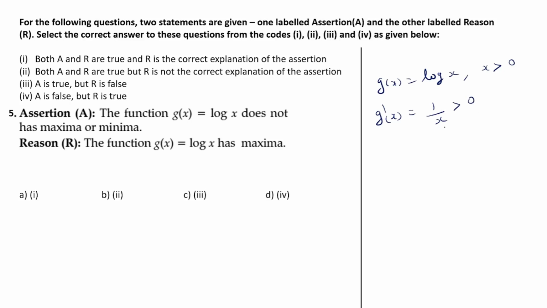This is more than 0. Now we cannot find a point C such that g dash of C equal to 0. If we are able to find a point C such that g dash of C equal to 0, then we can see whether this function g of x equal to log x has a maxima or minima. But there is no point C such that g dash of C equal to 0. Hence the function g of x equal to log x does not have a maxima or minima. So the assertion is true and the reason is wrong. Hence the correct option is option C.